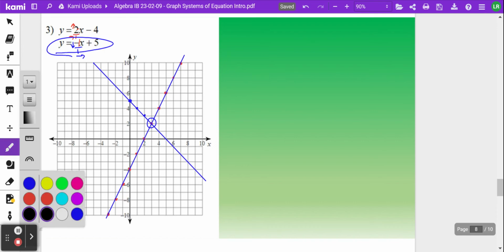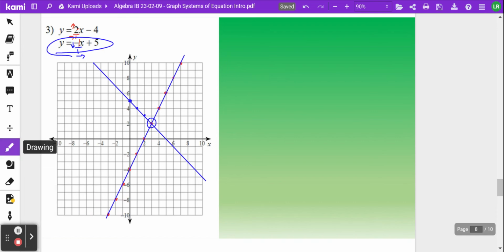And all I have to do is name my data point. So for the x, this is 3. For the y, this is 2. Okay? And they meet at 3, 2. So again, I want to point out before we do number 4, if they have different slopes, they should meet in a perfect spot, just like you saw here.